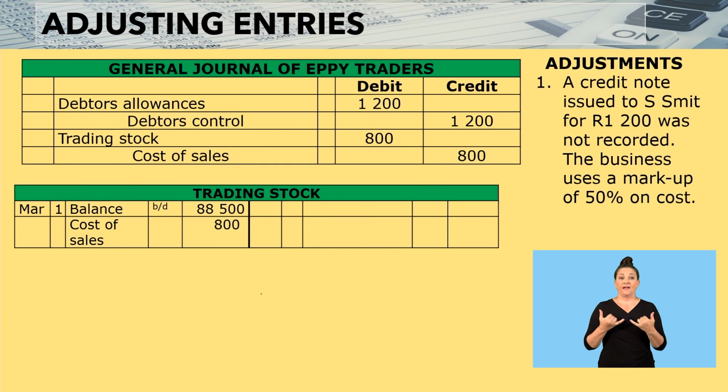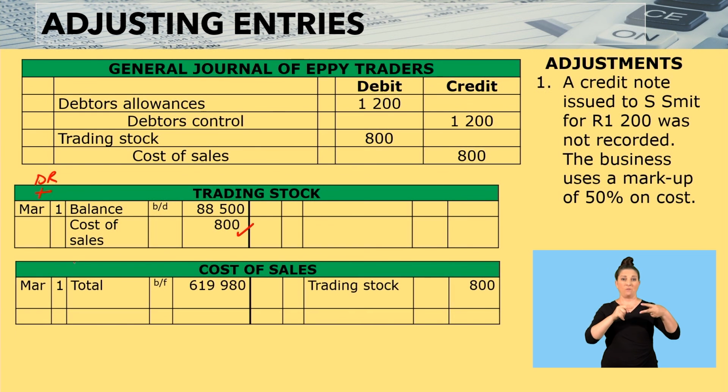For the other amount, which is the 800, remember what we did here. We debited trading stock. That means we come to our trading stock, we debit it, and here is 800. Then to complete double entry, we come to our cost of sales, which is an expense. It increases on the debit side, so we credit it with 800. Remember what we want to do: we want to show the effect of this adjustment in the post-adjustment trial balance.